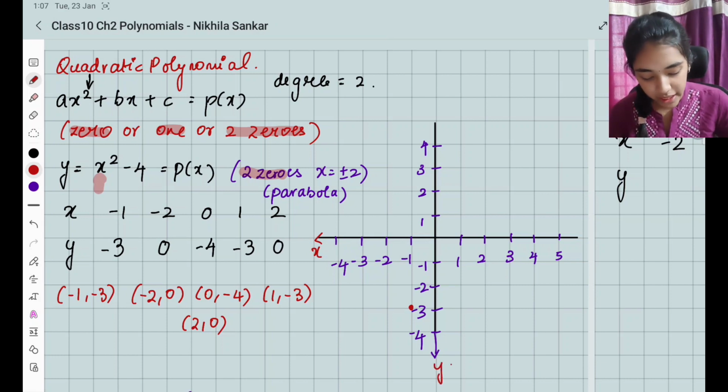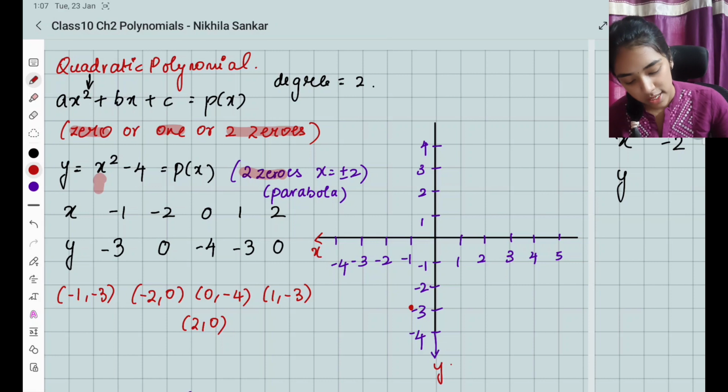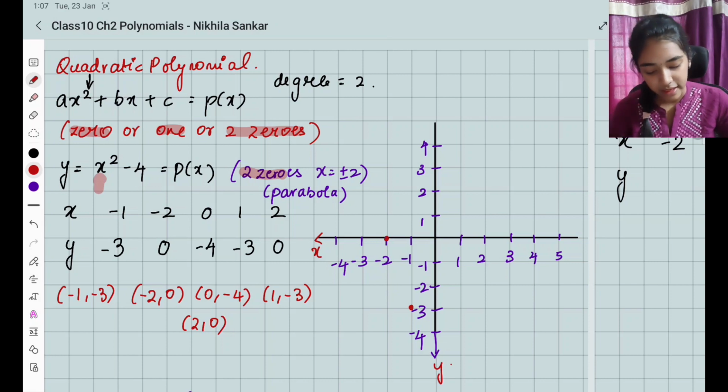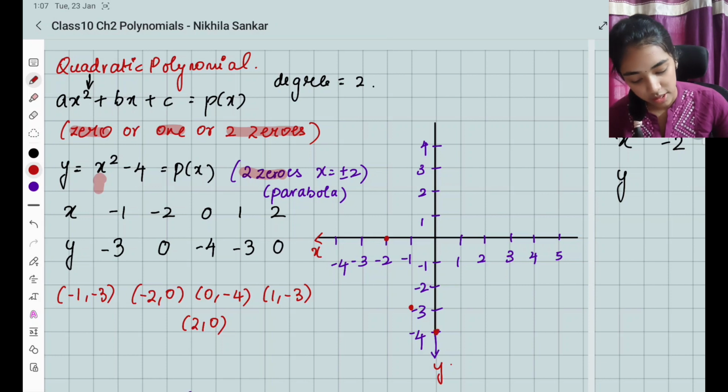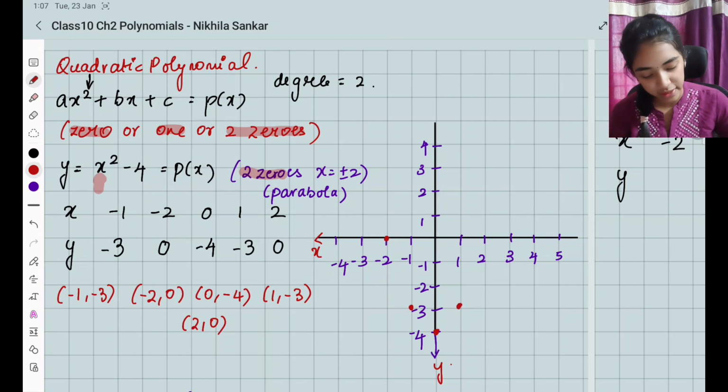Okay. Then minus 2, 0. So minus 2, 0 is going to be over here. Then 0, minus 4. 0, minus 4 எங்க இருக்கு? It is going to be here. Then 1, minus 3. 1 இங்க இருக்கு. Minus 3 எங்க? It is going to be this. So 1, minus 3. Then 2, 0. 2, 0 is going to be this. Okay. So இப்போ நம்மளோட graph எப்படி இருக்க போகுது?